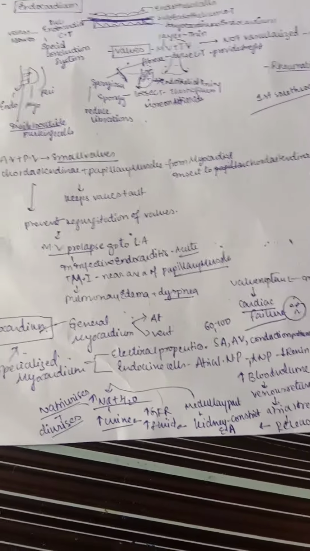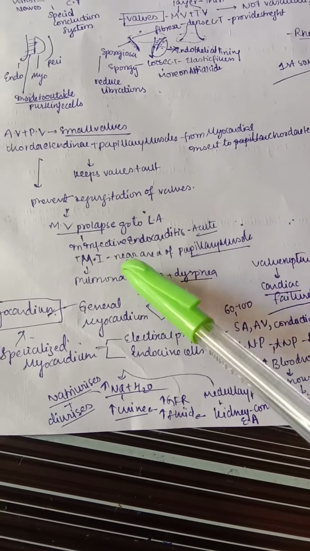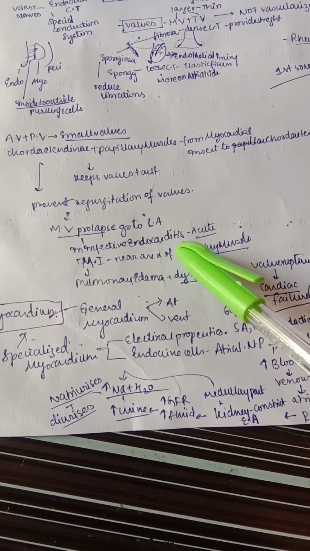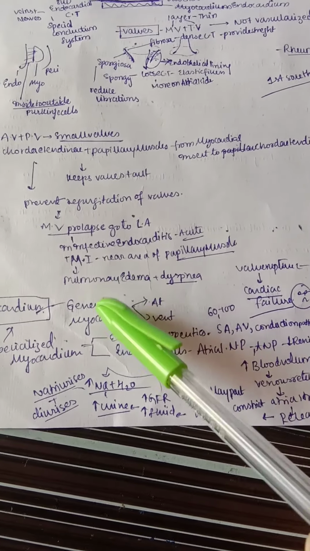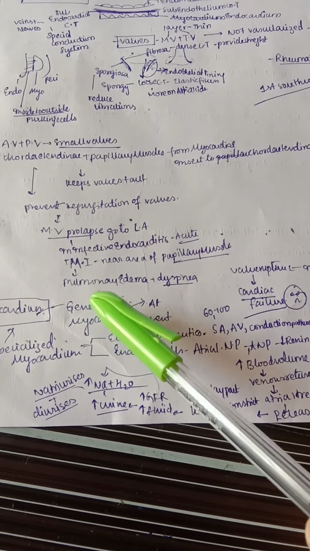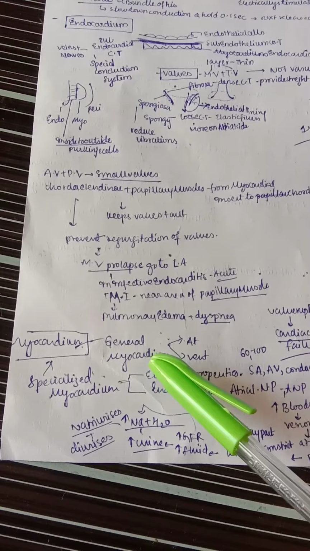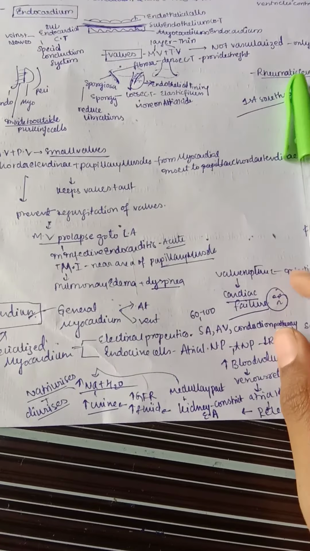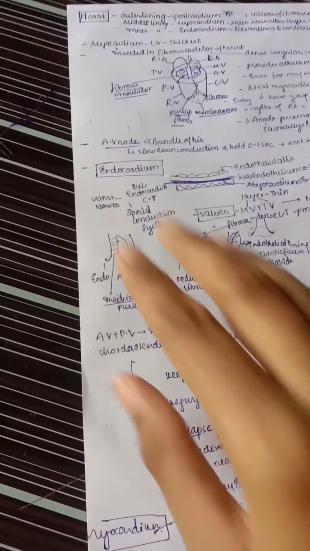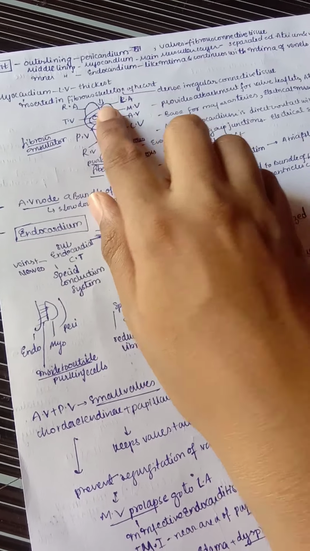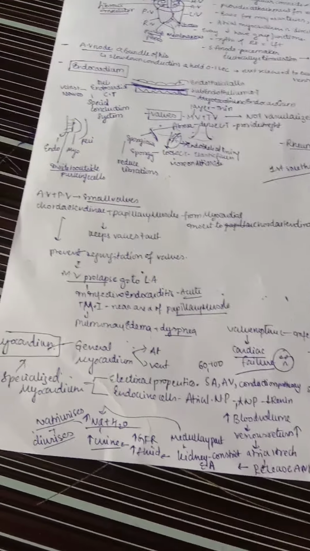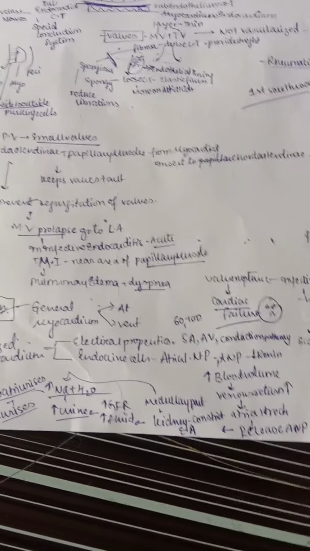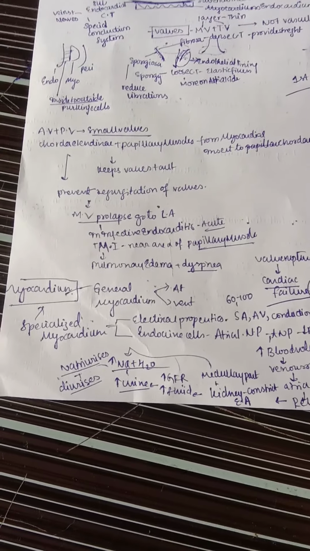Whenever the mitral valve is prolapsing, it goes into the left atrium, and in infective endocarditis it is acute, near the area of the papillary muscle, and you can see pulmonary edema and also dyspnea. Whenever the mitral valve regurgitates, the blood goes to the left atrium and from there goes back into the pulmonary circulation, and leads to pulmonary edema and also dyspnea, that is difficulty in breathing. So now let us see the myocardium.